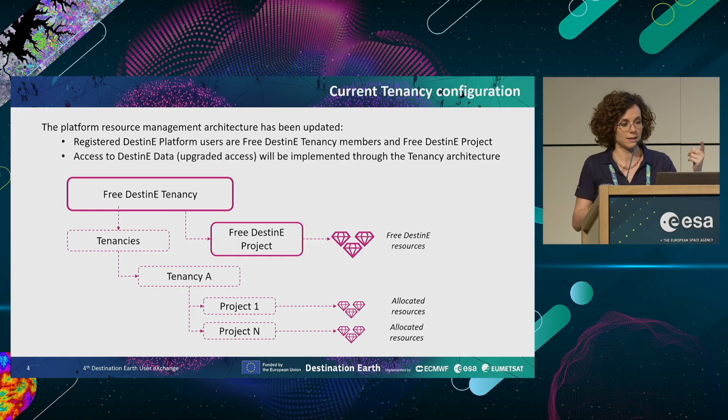One is related to the tenancy, one to the project. And for those of you who are also upgraded users, so you have the right to access the digital twin data, you will have another tag dedicated to this. The next step that we will do now is to implement a dedicated project for users who have the upgraded access. At the moment, it's still implemented through a policy inside the IAM, but this will change and be compliant with this new model.